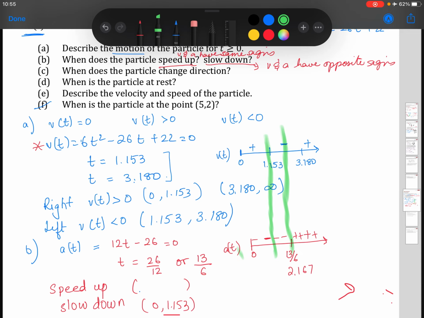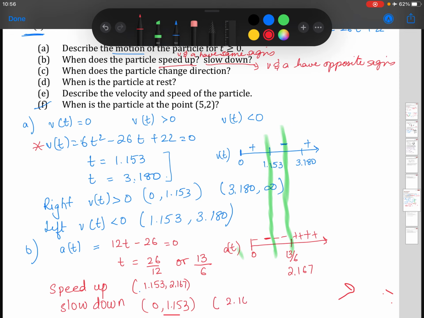They both have the same signs, meaning what? That it is speeding up. So from 1.153 to 2.167, we are speeding up. Then after 2.167 to 3.180, they again have opposite signs. So we are again slowing down.